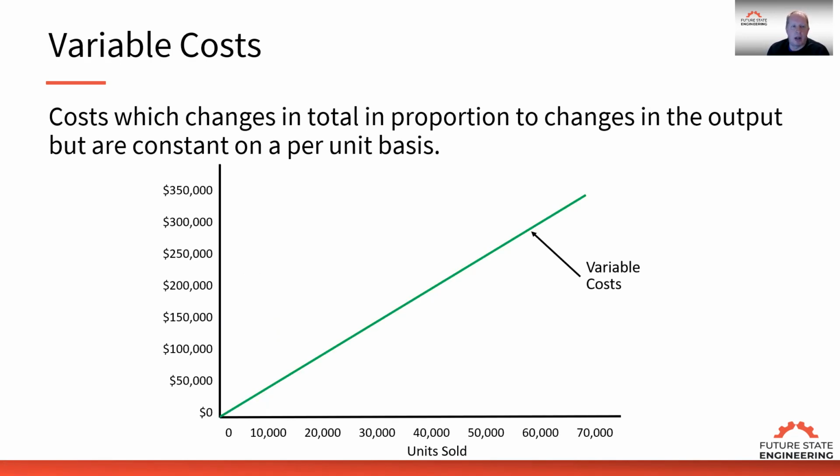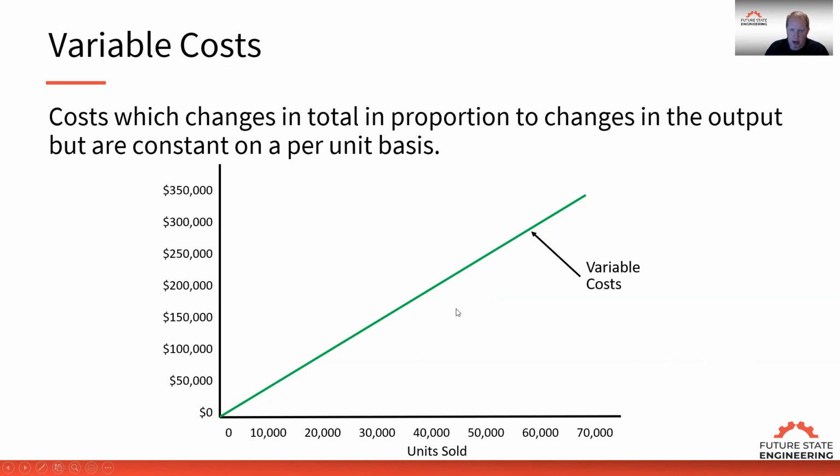So the second is a variable cost. So the variable cost changes with the output. So as the output goes up, the cost also goes up in a linear fashion. So in this case, we have increased outputs and costs increase as a result of the increased outputs.